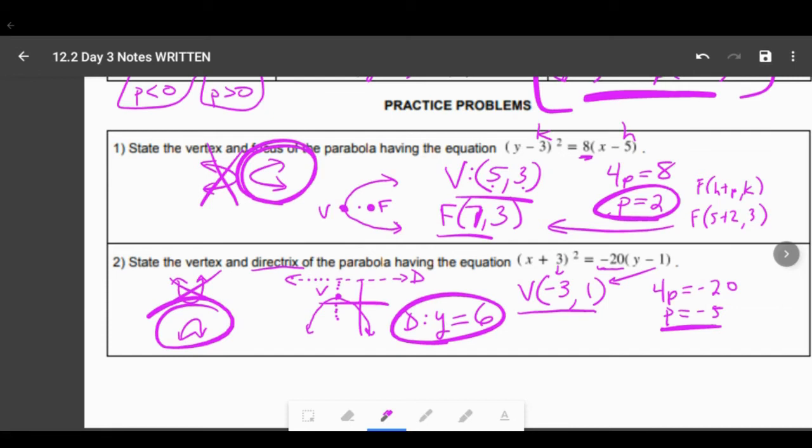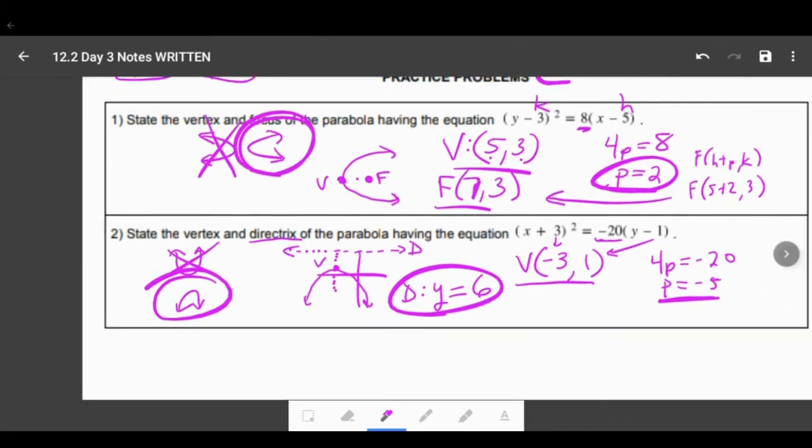Again, if you're a person that likes to go through and use equations, that's perfectly fine. If you go up and look, it says that the directrix for that is going to be y equals k minus p. So you say, okay, well, if I do that, I have y equals, my k value is a 1 minus -5. Oh, look, that's what makes it for the difference. I still get y equals 6.